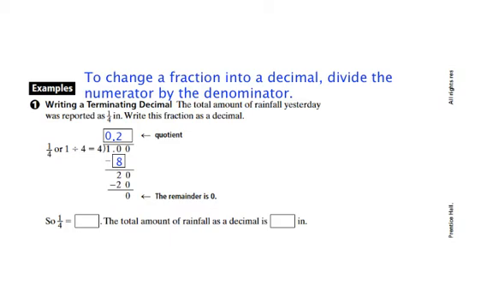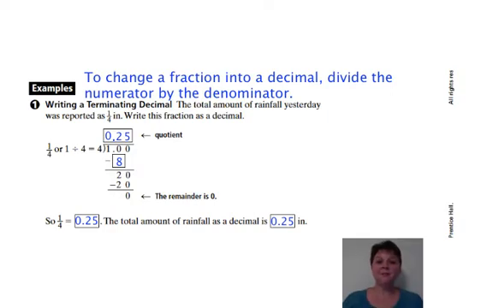Then we bring down the 0. 4 goes into 20 5 times. So 1/4 is equal to 0.25 or 25 hundredths. So the total amount of rainfall as a decimal is 25 hundredths. Pause the video at this time if you need more time to finish this part of the notes.